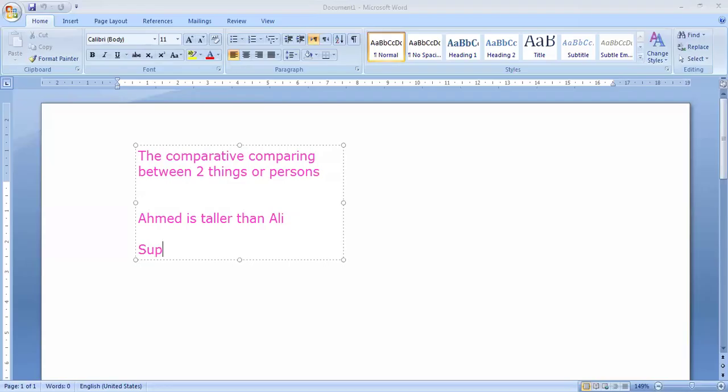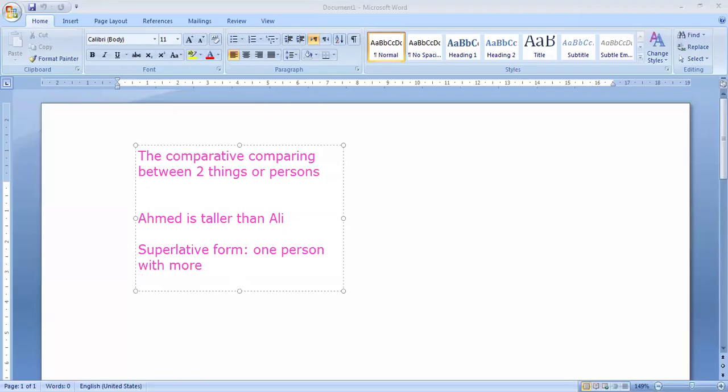When I talk about the superlative form, it is translated in Arabic as al-mubalagha. Okay, in Arabic, when we talk about superlative, we say al-mubalagha. So here is superlative. Here it means I compare one person with more. Okay, when we say Ahmed is the tallest one in our class, I compare Ahmed with his colleagues.